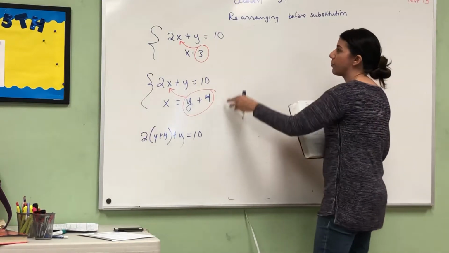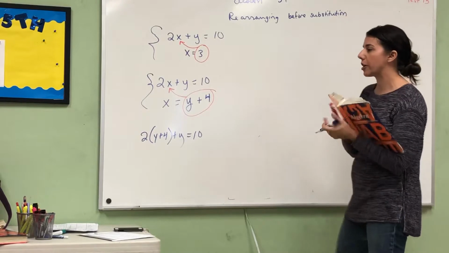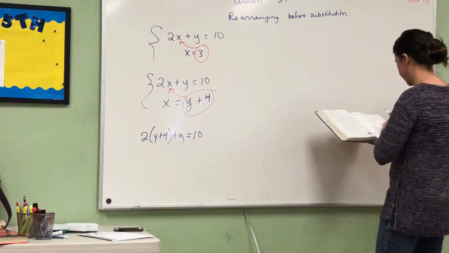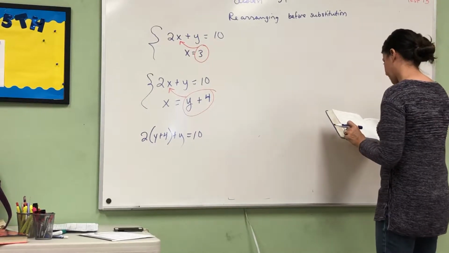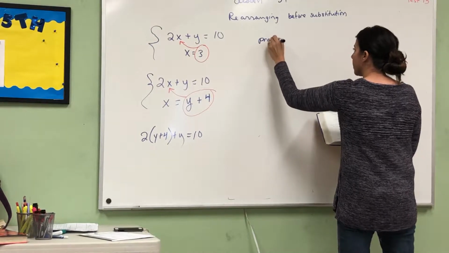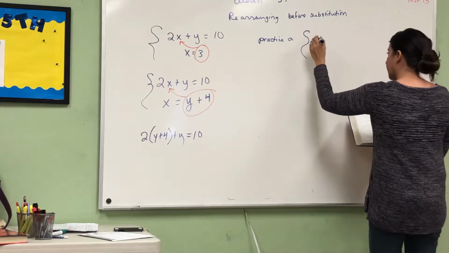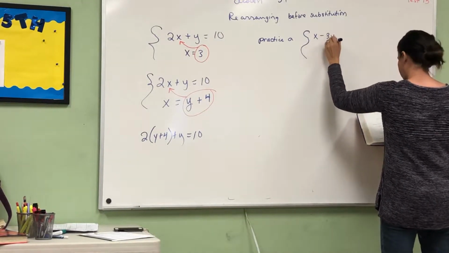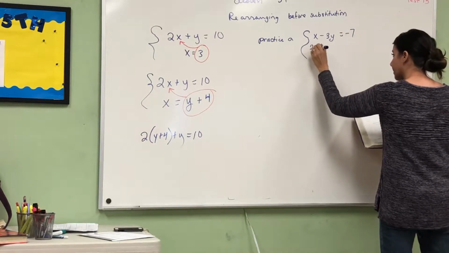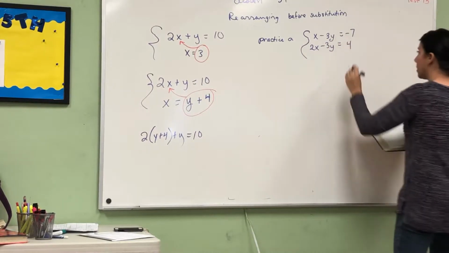So this is what we've done so far. What we're adding today by rearranging means that it's not going to look this straightforward. So now we're going to have to be a little bit more creative. Let's look at practice A. x minus 3y equals negative 7, and 2x minus 3y equals 4.